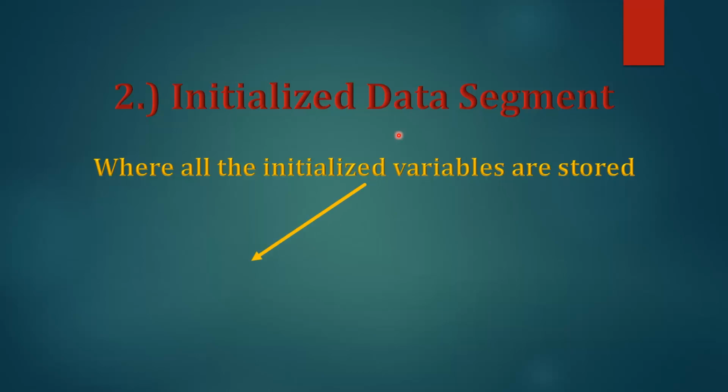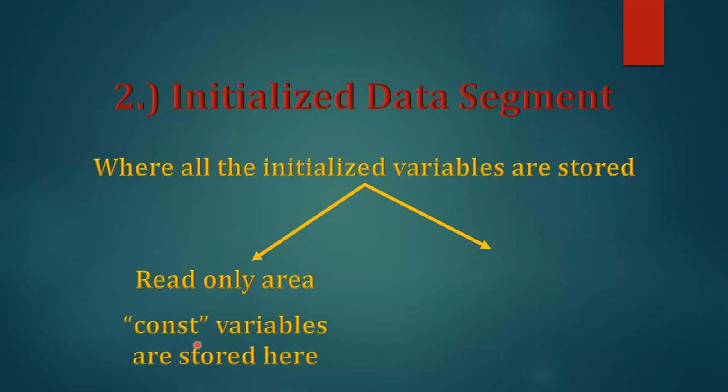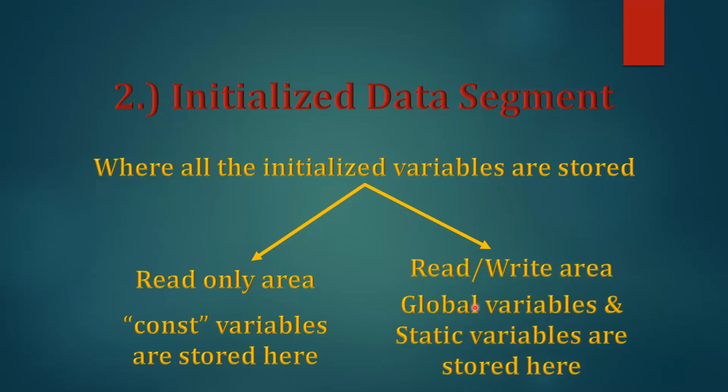And there will be two parts in the initialized data segment. The first one is the read only area, and in this area const variables are stored. For example, const int a. And the second one is the read write area, and there the global variables and static variables will be stored. All right, so if there is a const keyword associated with the variable, then it will be stored in the read only area, and if the variables are global or static variables, they will be stored here in the read write area.